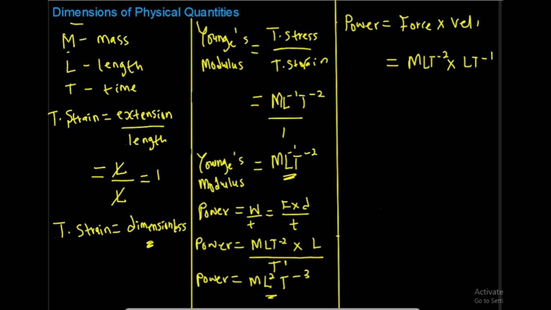Simplifying this, we have M L times L, that will give us L squared. Now we have T raised to power minus 2 times T raised to power minus 1. The bases are the same and they are multiplying, so we add up the powers. So we have minus 2 plus minus 1, and that will give us M L squared T raised to power minus 3, which is the same as what we have here. So that's the dimension for power.